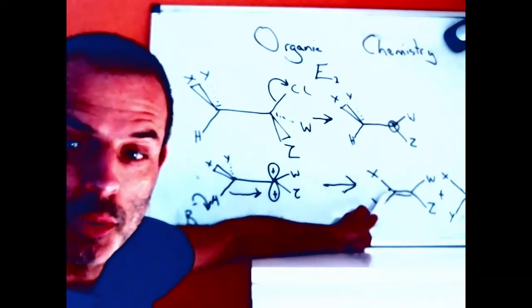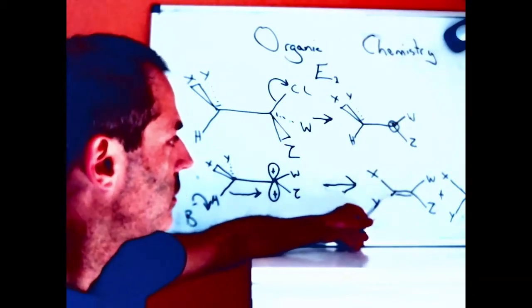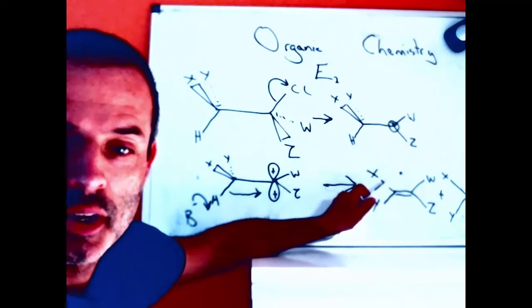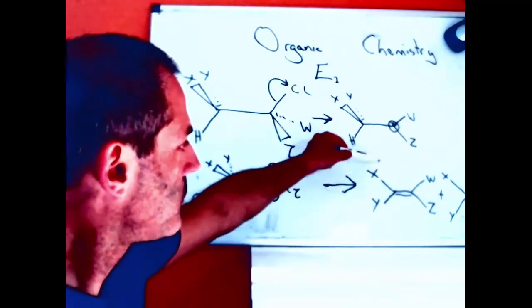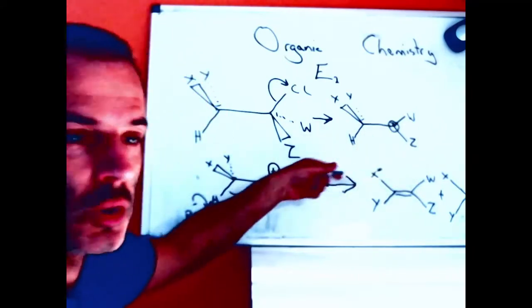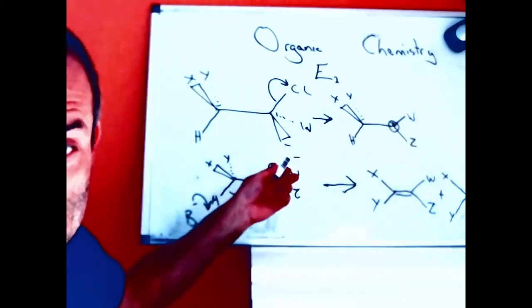That gives us 2 possible products, either the E or Z isomer, depending on what these side groups are. So either with X and W on one side or with X and Z on one side.